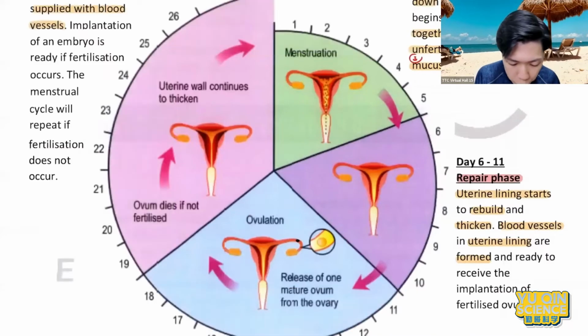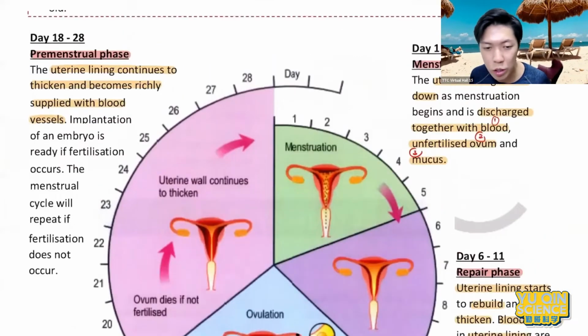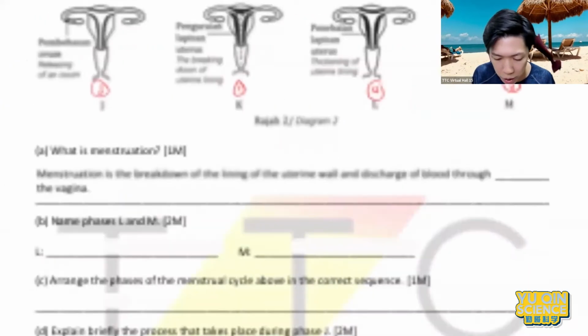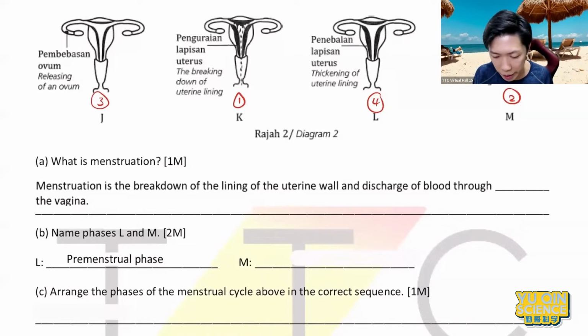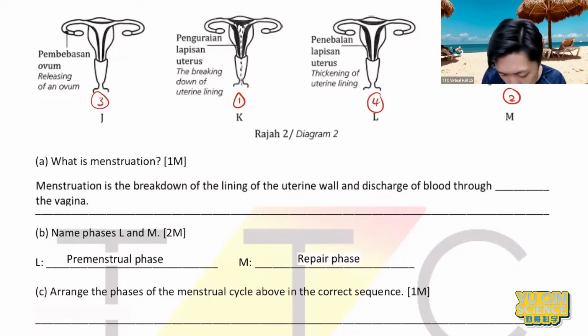Fourth one, it's called the premenstrual phase. The fourth one, premenstrual phase. Boom, there you go. Okay, then M is the second one. Second one has to be, after discharge will be repair, right? Okay, yeah, I have to remember the name. That's 2 and 4.